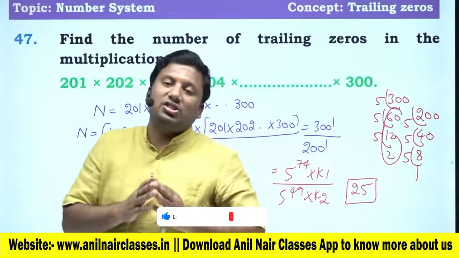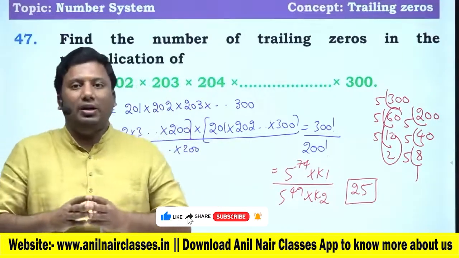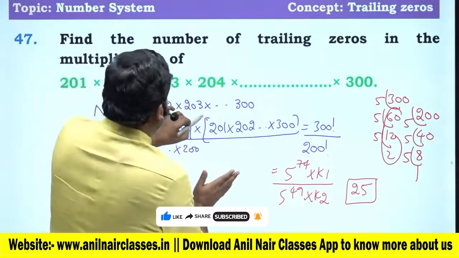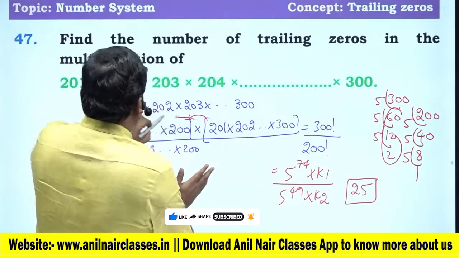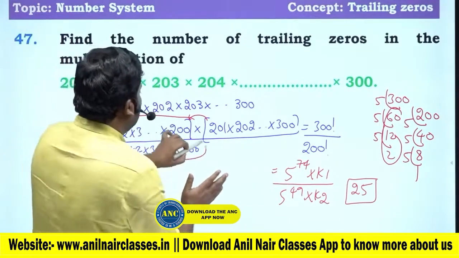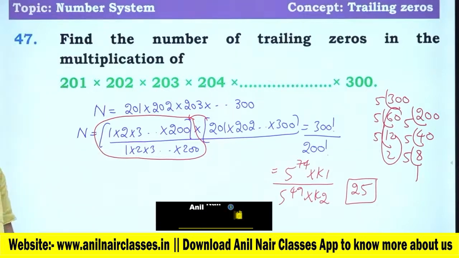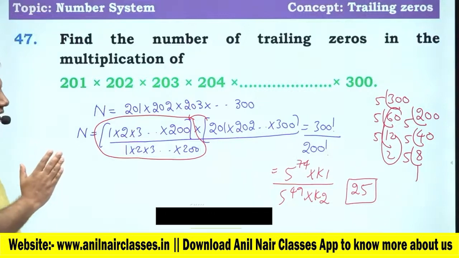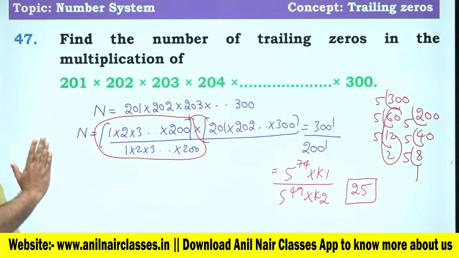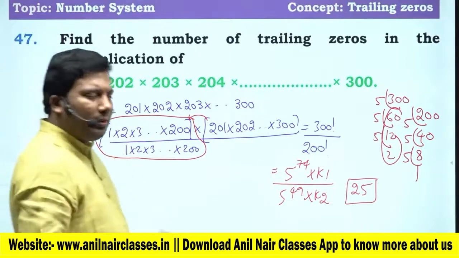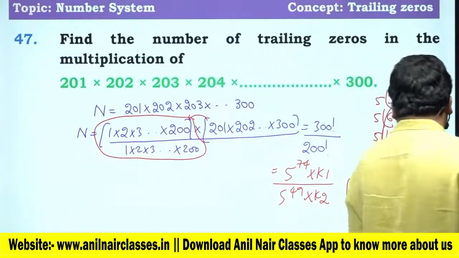If the question is not in factorial format, make it into factorial format. How to make it into factorial? Multiply the numerator and denominator by that number which will result in factorials in the numerator and denominator. Very, very good question. I hope you understood how to solve the problems if the factorials are not given.